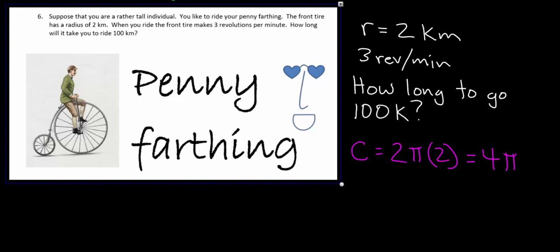Okay? Now, every time that tire makes a revolution, you go that many kilometers. Right? Y'all see that? Now, let's figure out how many kilometers per minute. What was it, per minute? Yeah, how many kilometers per minute is going to be 3 times 4 pi, which is 12 pi. This is how many kilometers you travel on your penny farthing every minute.